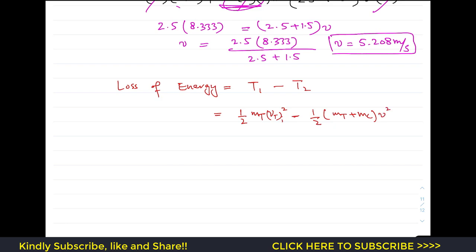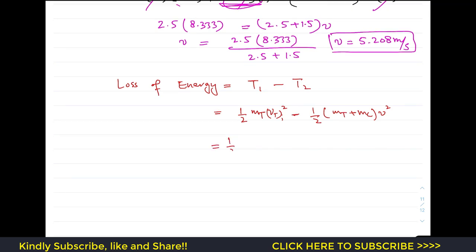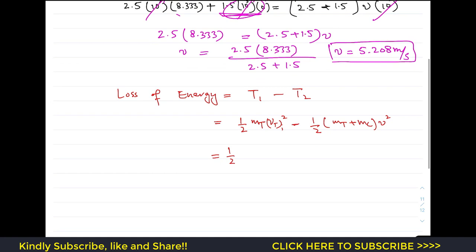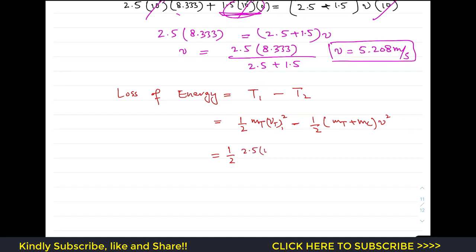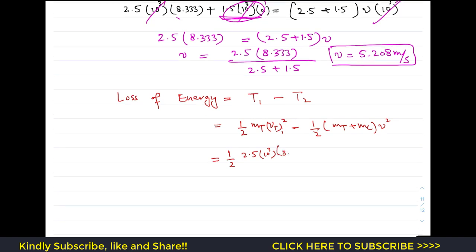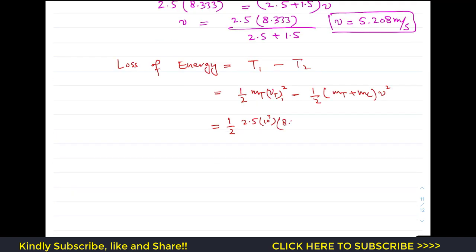So here we will have 1 divided by 2. Now the mass of the truck is 2.5 into 10 raised to the power 3 into the initial velocity of the truck, 8.333 squared, minus 1 divided by 2 times the mass of the truck 2.5 plus the mass of the car 1.5 into 10 raised to the power 3, which is in kg, and the final velocity is 5.208, which we have already determined, so 5.208 squared.